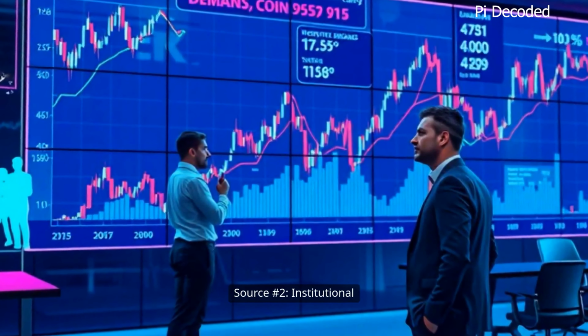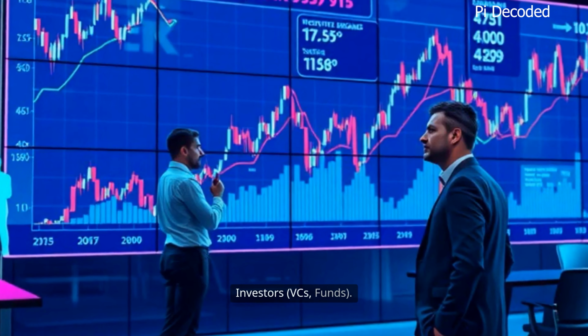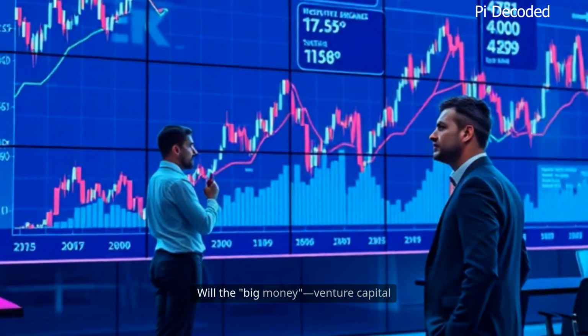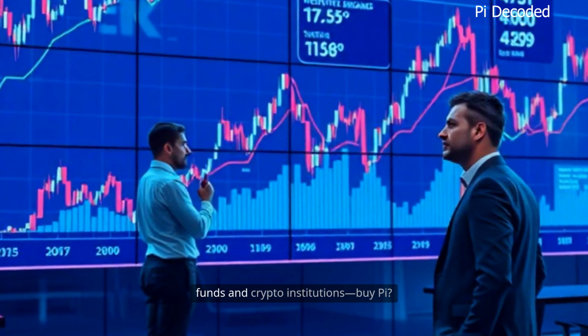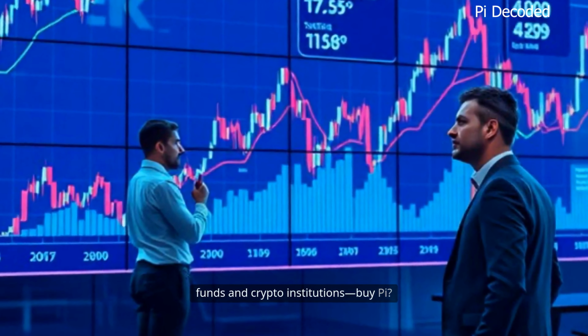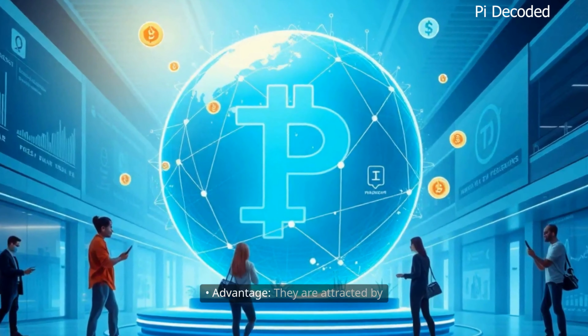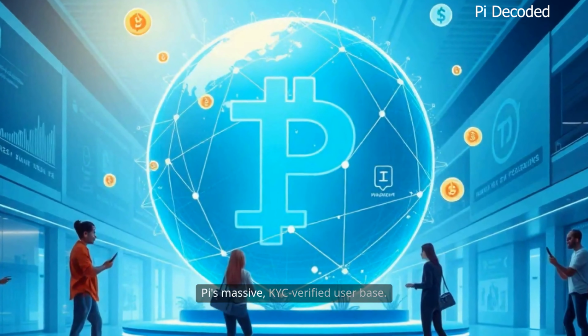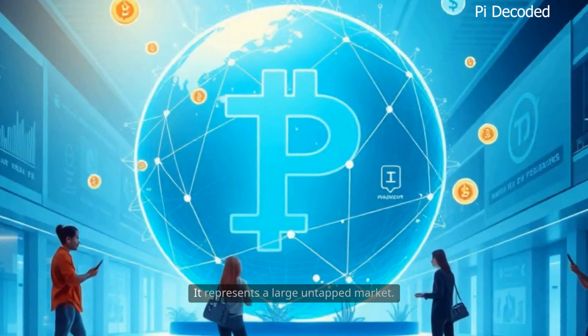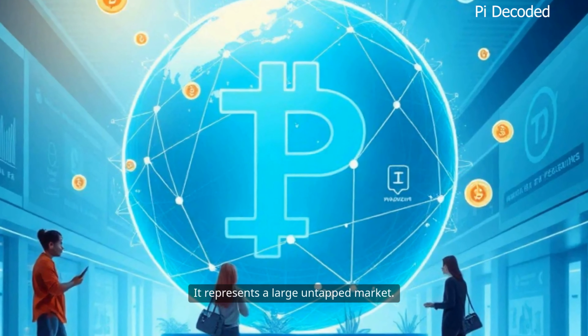Source number 2, institutional investors, VCs, funds. Will the big money, venture capital funds, and crypto institutions buy Pi? Let's be realistic. Advantage. They are attracted by Pi's massive, KYC-verified user base. It represents a large untapped market.